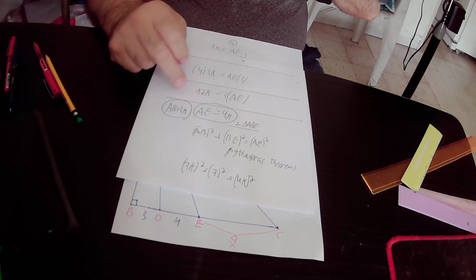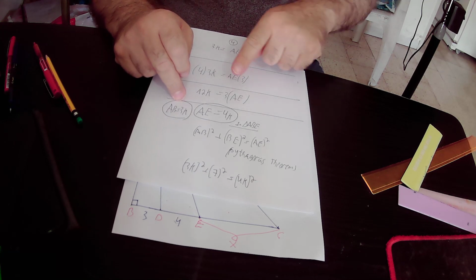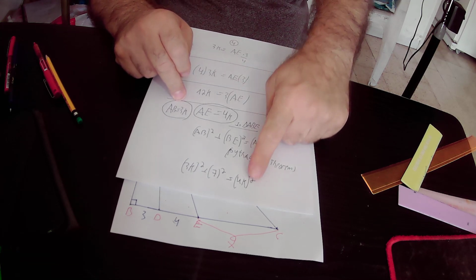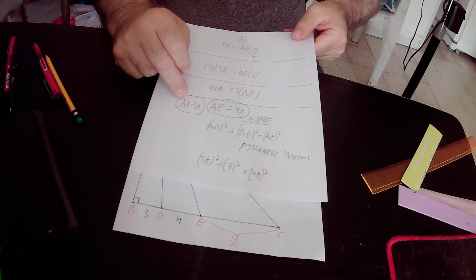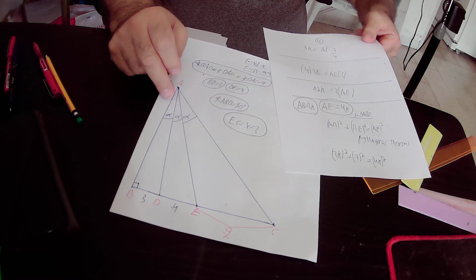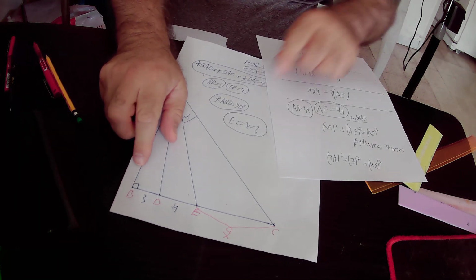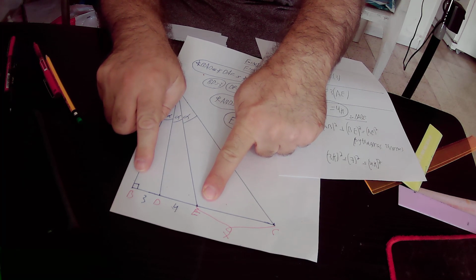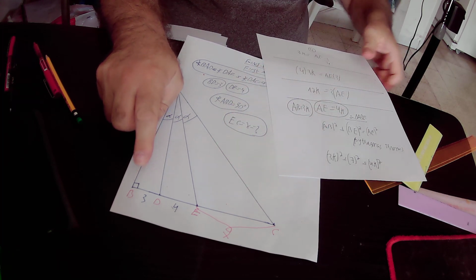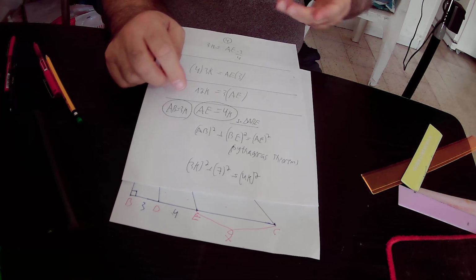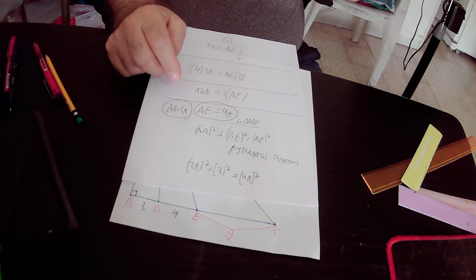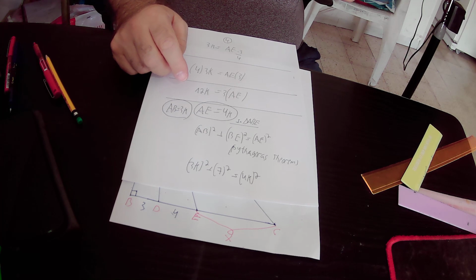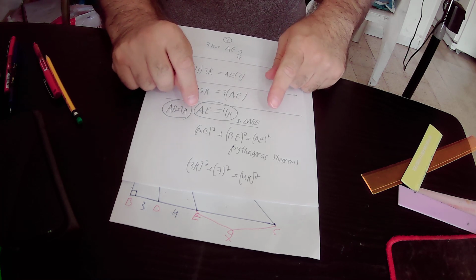We know that AB equals 3K and AE equals 4K. What is the size of BE? According to the drawing, BE equals 3 plus 4, that is to say 7. So BE square is 7 square. So we got this equality.